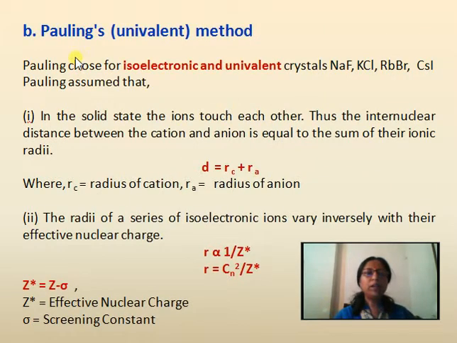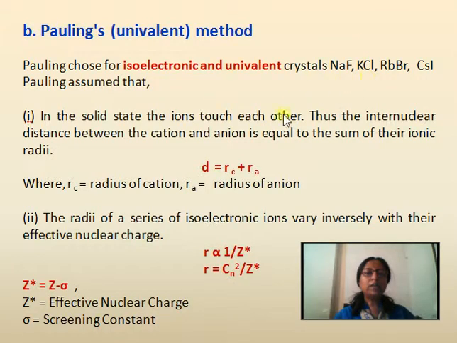Another very important method to determine the ionic radii value is Pauling's univalent method. So scientist Pauling actually chose some isoelectronic and univalent crystals. Here he chose sodium fluoride, potassium chloride, rubidium bromide, or cesium iodide, etc. So here you see all the ions are univalent: Na plus, F minus, K plus, Cl minus, Rb plus, Br minus, and Cs plus, I minus. So they are univalent, and the cation and anion are isoelectronic.